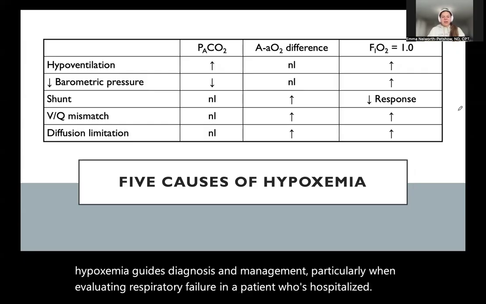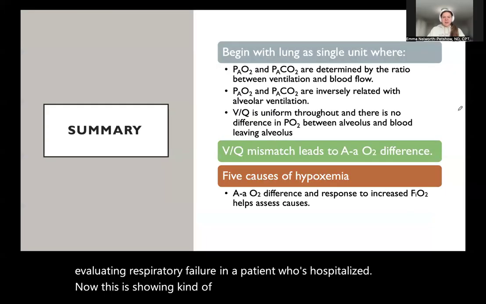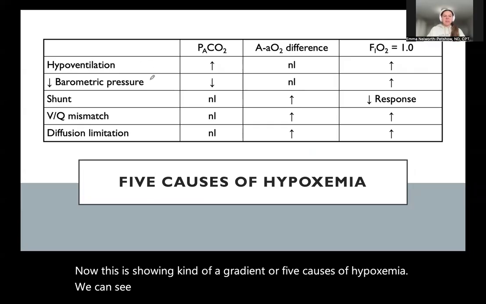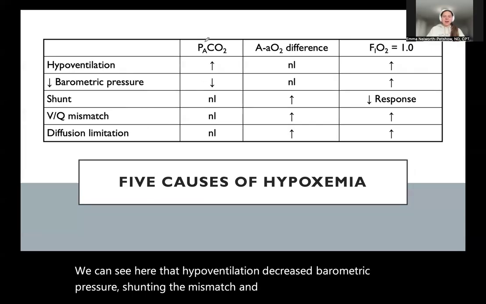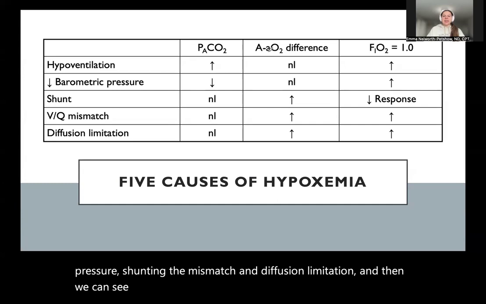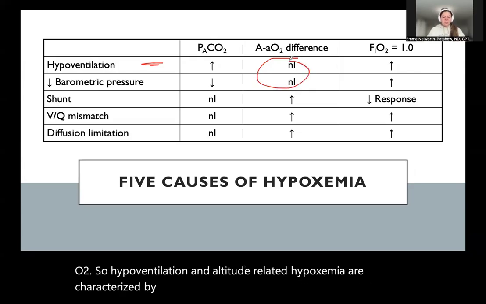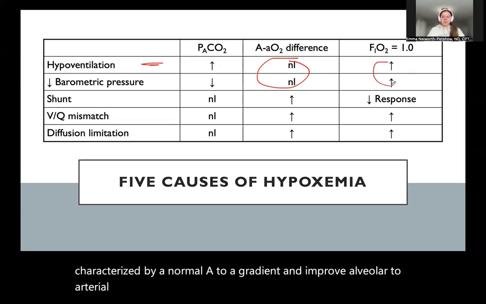Now, this is showing a gradient for the 5 causes of hypoxemia. We can see here hypoventilation, decreased barometric pressure, shunting, VQ mismatch, and diffusion limitation. And then we can see our PaCO2, our A to a O2 difference, and then our FiO2. So hypoventilation and altitude-related hypoxemia are characterized by a normal alveolar to arterial gradient and improve with increased FiO2. Okay.